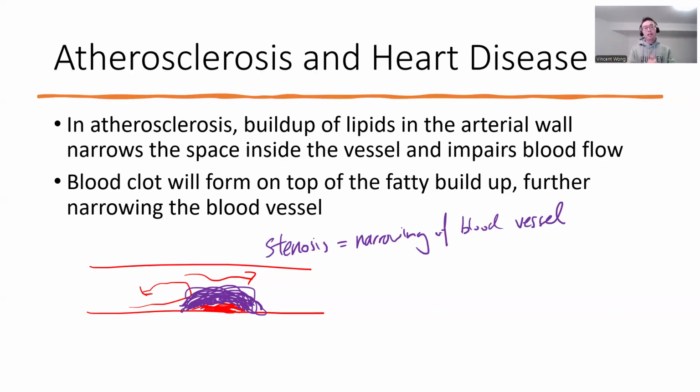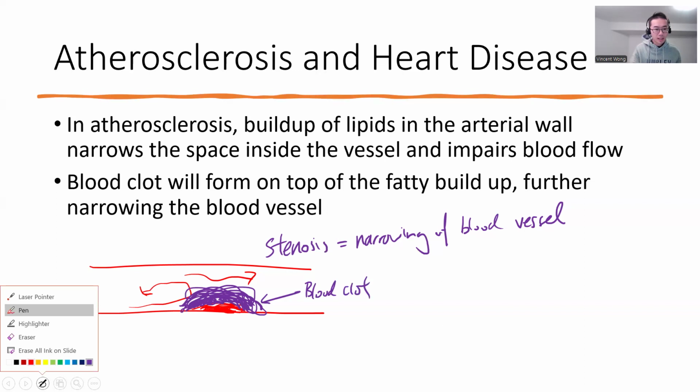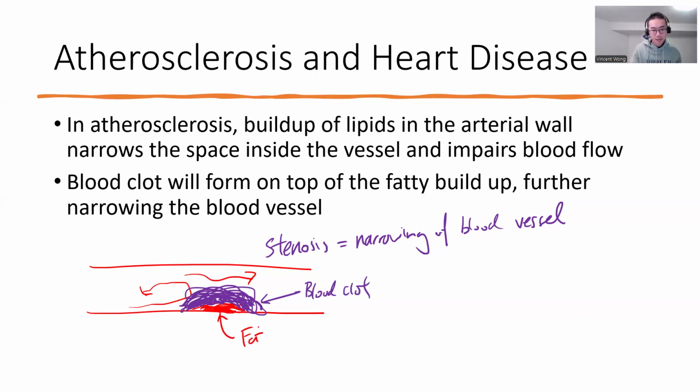So this build up, I should probably label it for you. Okay, this purple thing is the blood clot. And then the red thing is like the fatty stuff. Okay, the cholesterol, for example. Right, the saturated fats that we talked about last semester. All these things building up. So that leads to the hardening of your blood vessels, and that's called atherosclerosis. Atherosclerosis. Okay. Let me show you a picture of what that looks like.